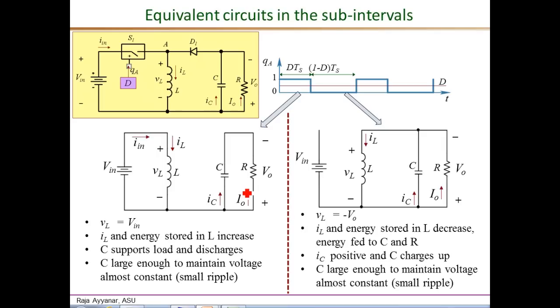Also, notice that in the off interval, when the inductor current flows through the output capacitor and the load, the current direction is in this direction, from the bottom to the top, and that is why we have VO to be of this polarity. Essentially, with respect to the input ground, the output voltage is a negative value.